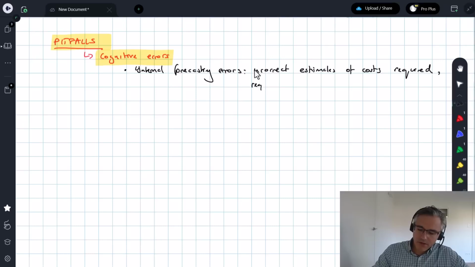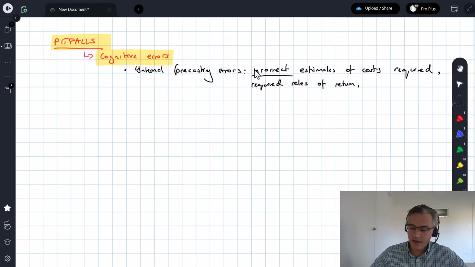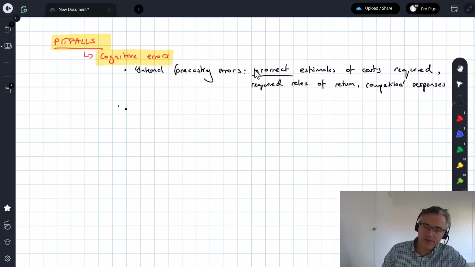Sometimes we get the required rate of return wrong. We often get the response of competitors incorrect. So competitors' responses we don't correctly judge up front.